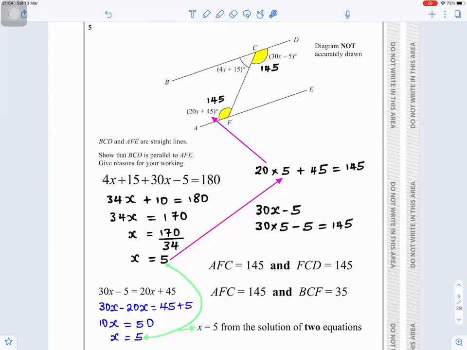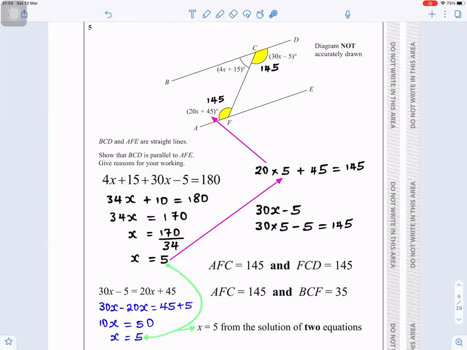You can also form another equation. 30x minus 5 should be equal to 20x plus 45. If these two lines are parallel, these two angles should be alternate angles. So 30x, you take 20x to the left, becomes 30x minus 20x. Take minus 5 to the right, 45 plus 5. So 10x equals 50, that gives x is 5.